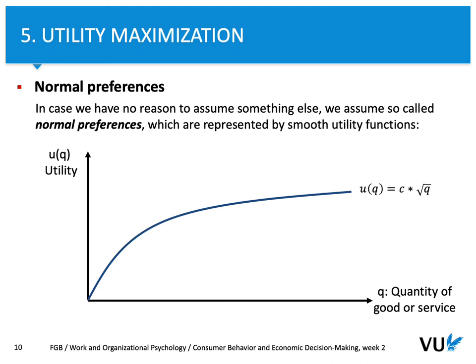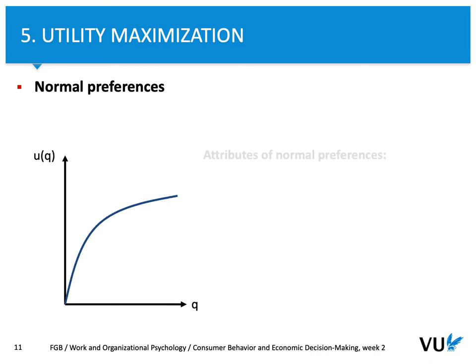Thus, that can be described using this simple equation. It's a function that describes that utility is a multiplication of a constant and square root from quantity of goods or services. Let's see another example that helps to understand this function. The attributes of normal preferences, as you see here, is that whenever you experience something, if that increases, it is better. Basically, more is always better.